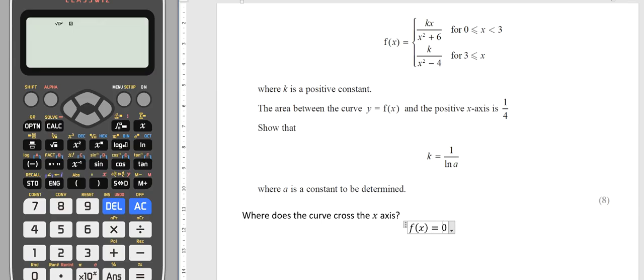So we need to solve f of x equals 0. When does it cross the x-axis? That will be the points when the output is 0, when the y-coordinate is 0. But when you've got a piecewise function like this, you have to consider two different possibilities. Maybe it crosses the x-axis between 0 and 3, in which case kx over x squared add 6 is 0. Or perhaps it crosses somewhere else, at a point that's 3 or greater, in which case k over x squared minus 4 will be 0. We can consider each of these in turn.